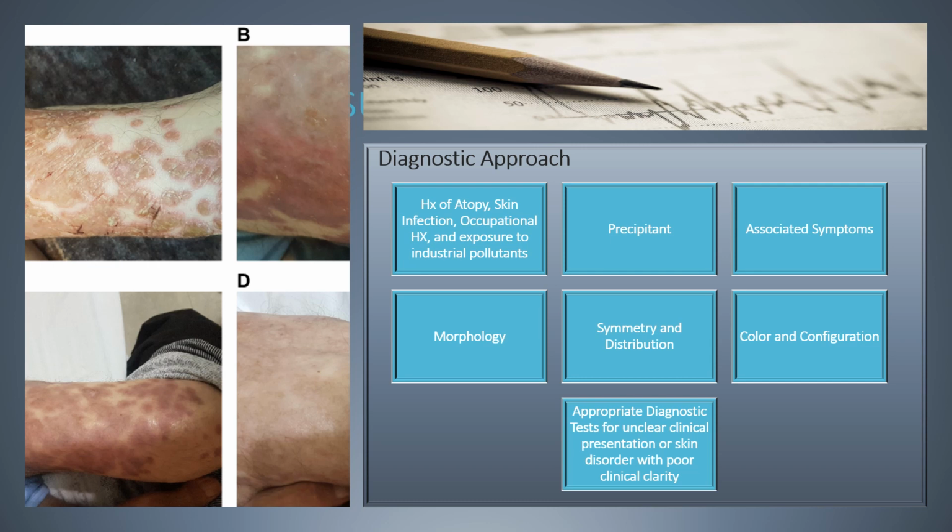Diagnostic approach. Important diagnostic approach or tools to consider include the following: history of atopy, skin infection, occupational history, exposure to industrial pollutants, precipitants, associated symptoms, morphology, symmetry and distribution, color and configuration, appropriate diagnostic test for unclear clinical presentation or for skin disorders with poor clinical clarity.